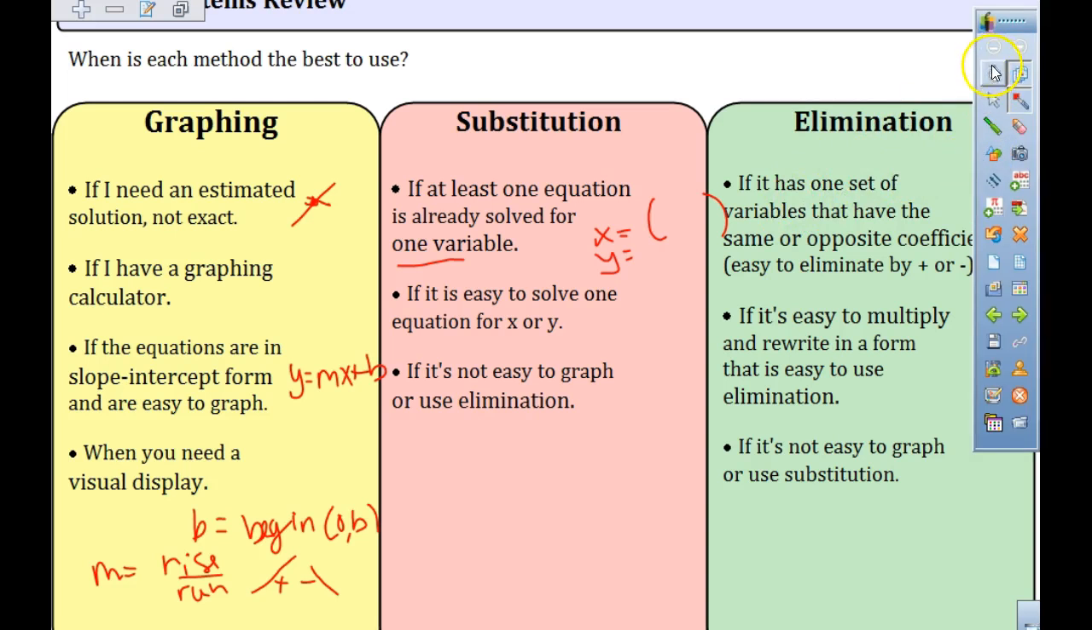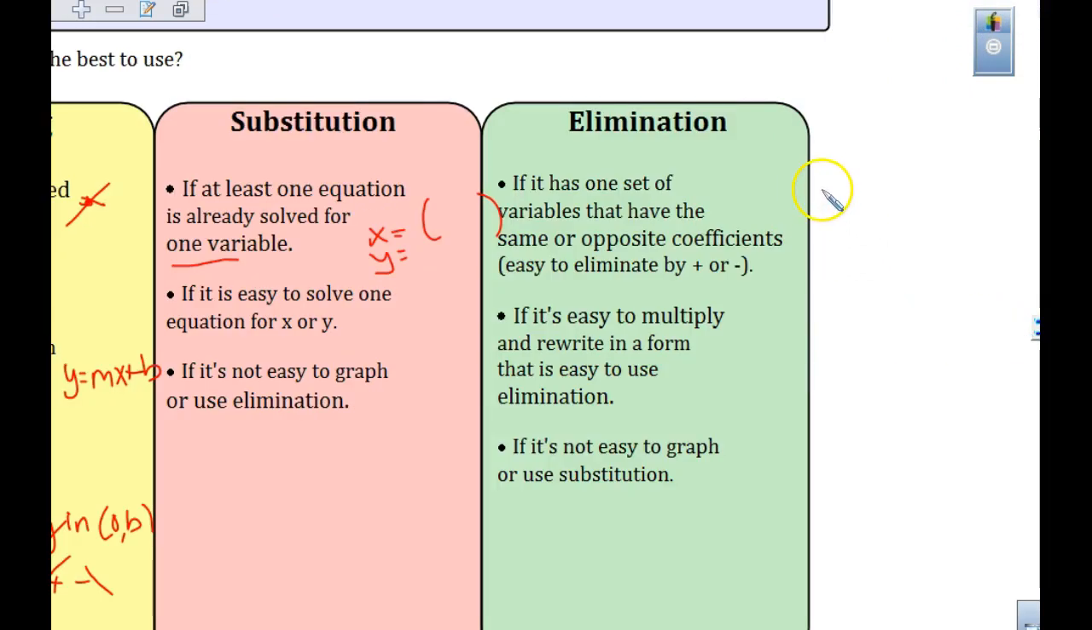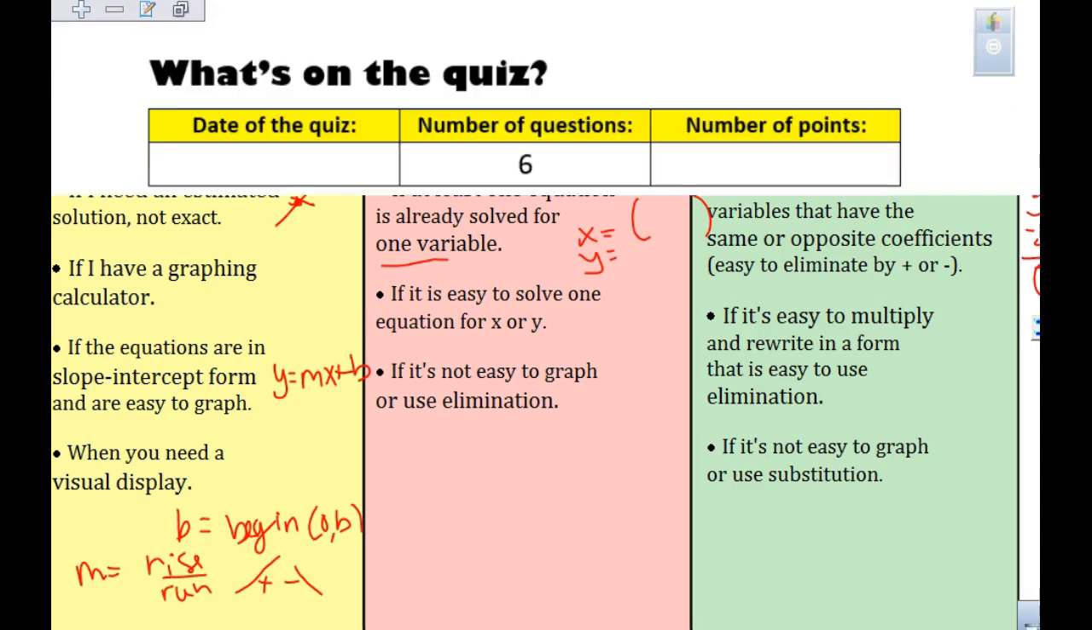When I look at elimination, that's when one of the variables has the same or opposite coefficients. When we were working on Friday and we had something like a 3x and a negative 3x, those two are very easy to eliminate because that's going to give us 0x. So same coefficient, opposite signs. They both have a 3, one's positive, one's negative. Or it's easy to multiply and rewrite them to use elimination, and it wouldn't necessarily be easy to graph. So what you want to keep in mind is you're going to have to use all three of these when we take our quiz on Wednesday.